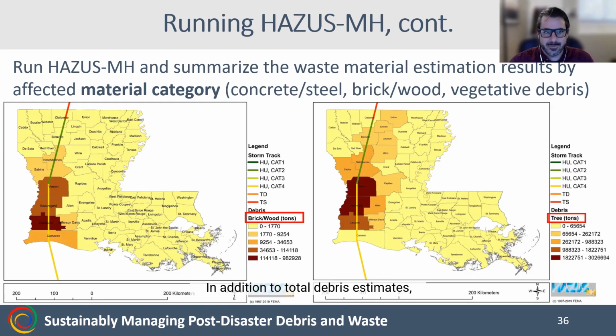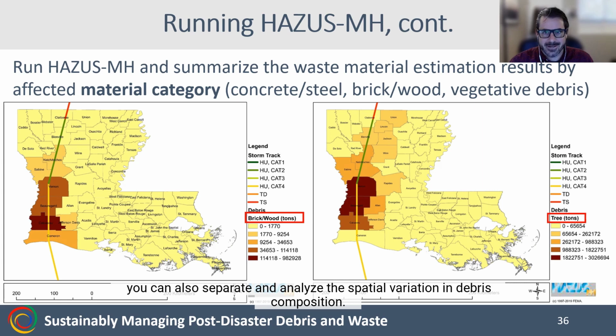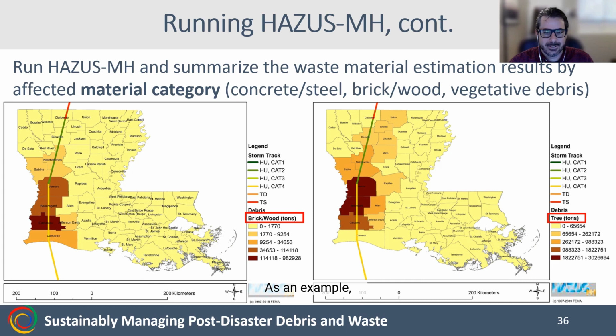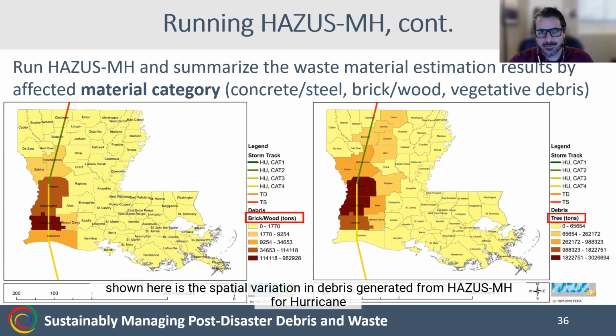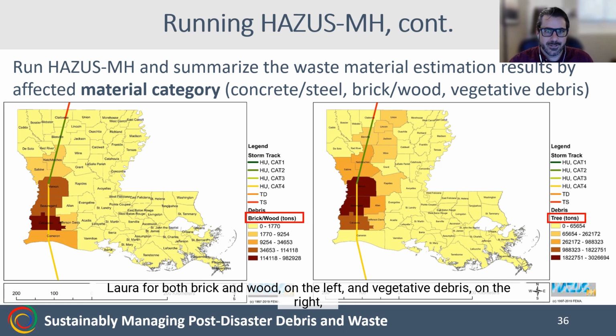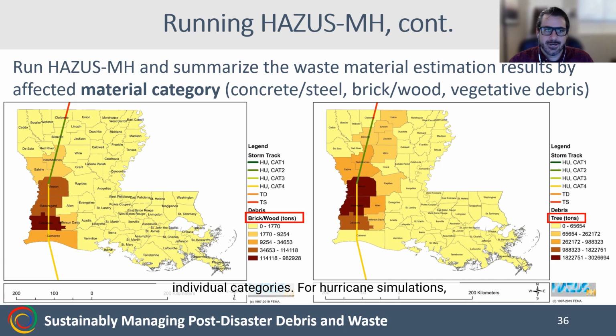In addition to total debris estimates, you can also separate and analyze the spatial variation in debris composition in HAZUS-MH. As an example, shown here is the spatial variation in debris generated from HAZUS-MH for Hurricane Laura, for both brick and wood on the left and vegetative debris on the right, individual categories. For hurricane simulations, vegetative debris categories, in other words trees, can be selected and viewed in HAZUS along with the concrete, steel, and brick and wood categories. The path of Hurricane Laura is also superimposed on both plots.